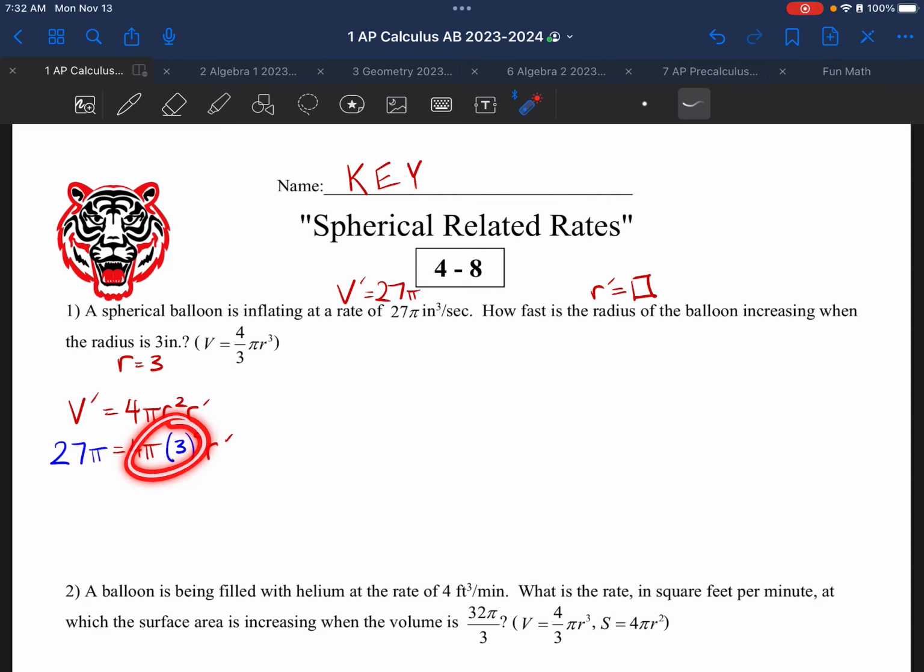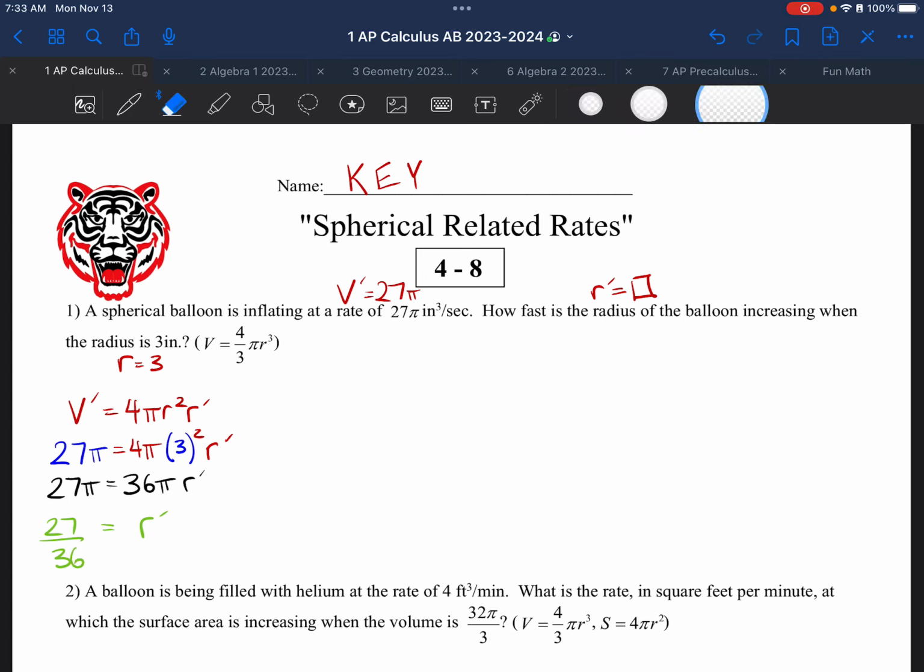I'm going to go ahead and multiply all this stuff together first. So what do we have? This is going to be 27 pi over here on the left. And then, 3 squared is 9. 9 times 4 is 36. So I'm going to have 36 pi r prime, and then finally I just need to divide both sides by 36 pi, so r prime is going to be equal to 27 over 36. The pi and pi will cancel out.